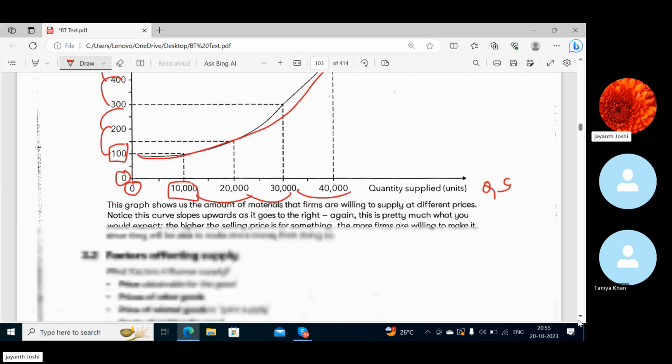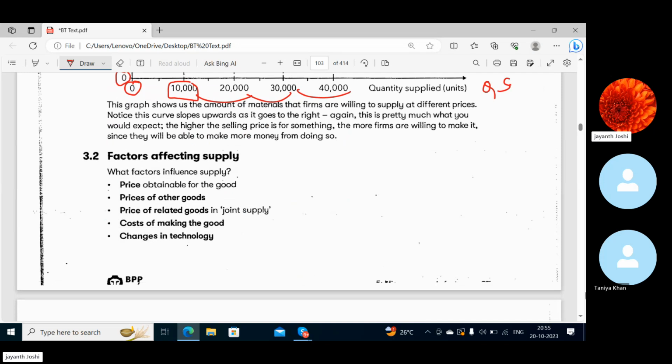Okay, let's move forward. There are certain factors which can affect supply. Price obtainable for the good. Of course, price has an impact on supply. When the price is increasing, supply is increasing. When the price is decreasing, supply is decreasing. Prices of other goods can also have an impact on supply. If the prices of other goods are increasing, that means the suppliers would want to supply more of that.